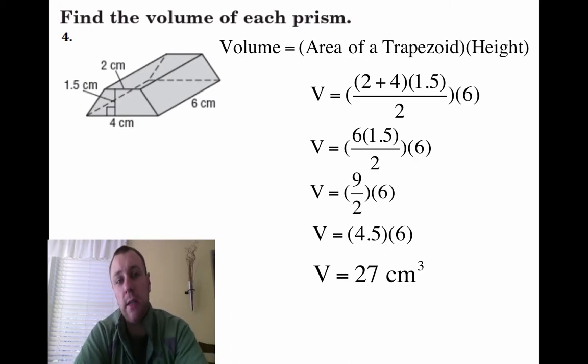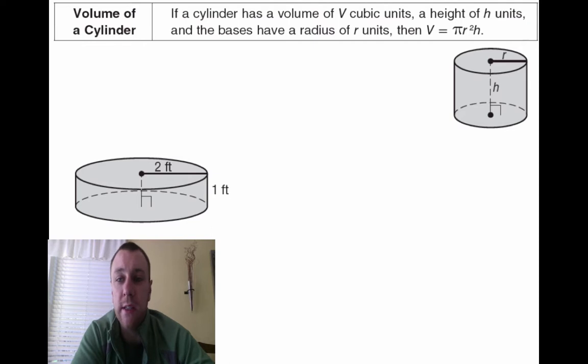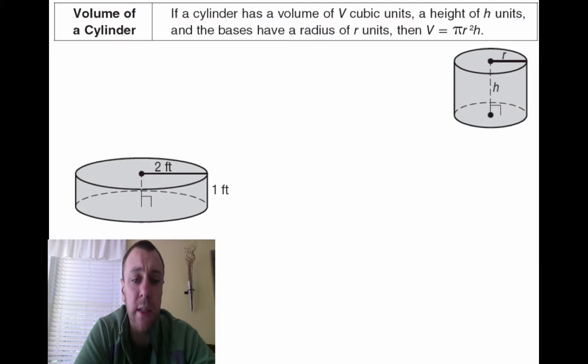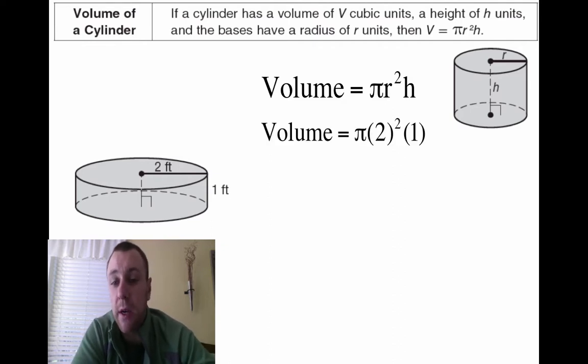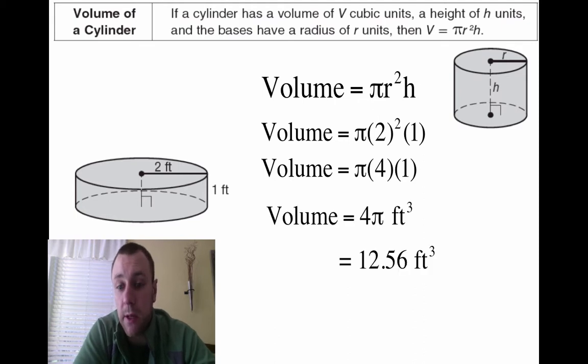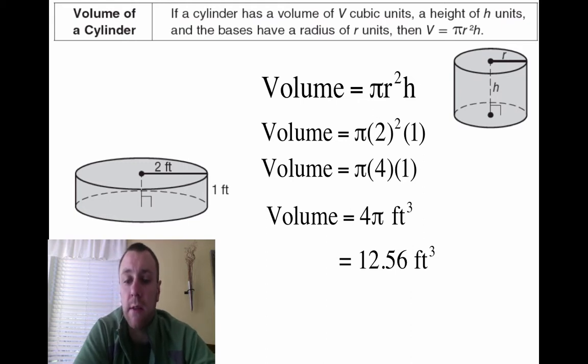Now, the next piece is about cylinders. Cylinders are just prisms, only with circular bases. So the volume formula for a cylinder is the area of the base, which is pi r squared, times the height. So in this case, again, pi r squared times the height. My radius is 2 and my height is 1. I square the 2 first. I can then multiply. I can leave my answer as 4 pi feet cubed, or I can multiply that out and say it's approximately 12.56 feet cubed.